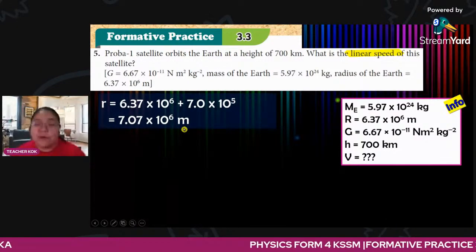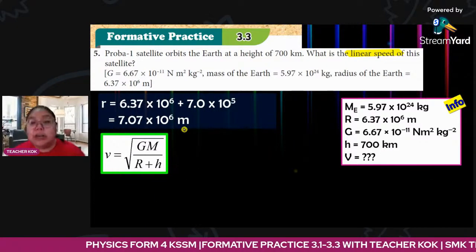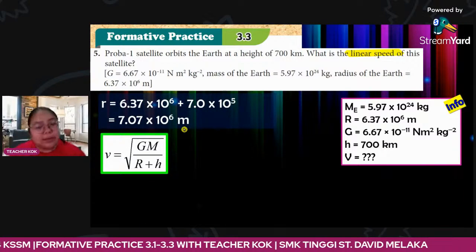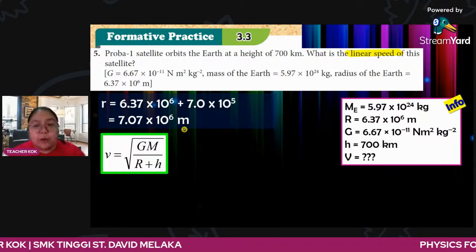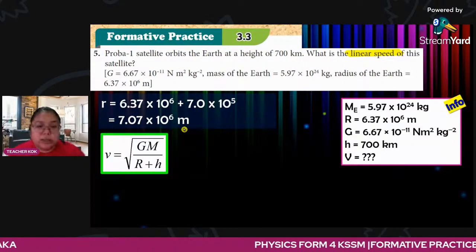So from here, I take out the formula for the velocity. This one we call linear speed. You can find it with the square root. This one is only linear speed. They never ask about escape velocity. They just say linear speed. So I just put in the linear speed formula. So you need to apply all the things in.